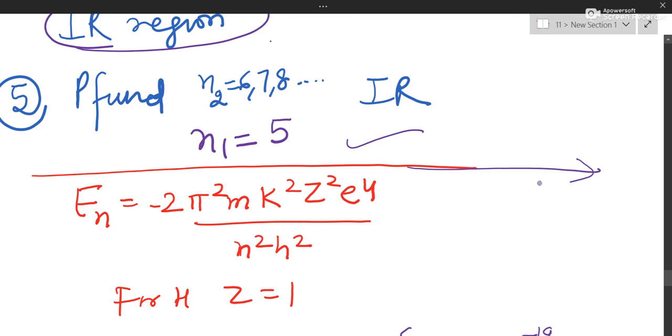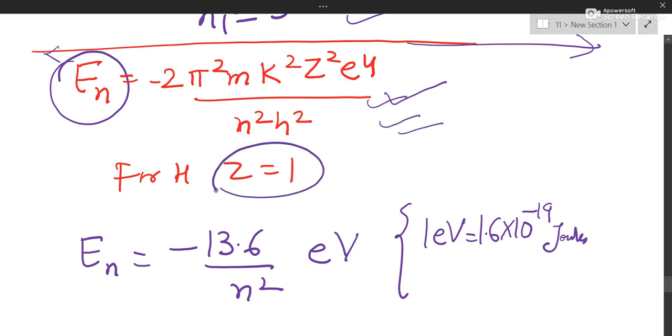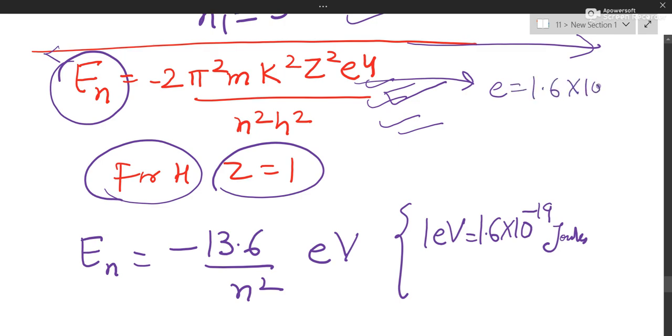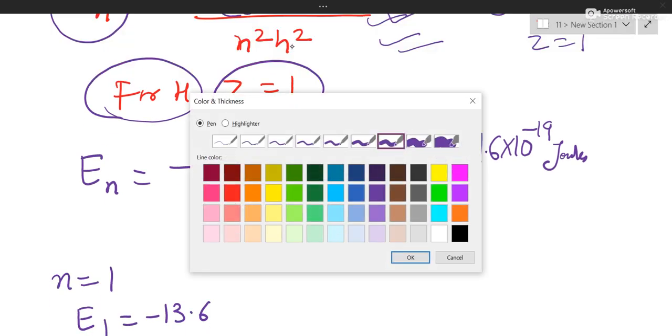Okay, after that we have this thing, the general expression for energy that we obtained in the part 1 video. Here we calculated everything, and Z we kept as 1 for hydrogen. Hydrogen atomic number is 1. The electronic charge is taken as 1.6 into 10 to the minus 19, Z is taken as 1, K is 1 by 4 pi epsilon naught, whose value is 9 into 10 to the 9. And the mass of electron and pi squared we substituted. Then we calculated, and this value came as minus 13.6.